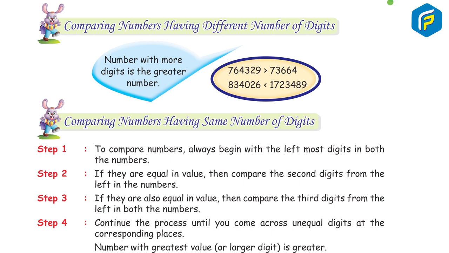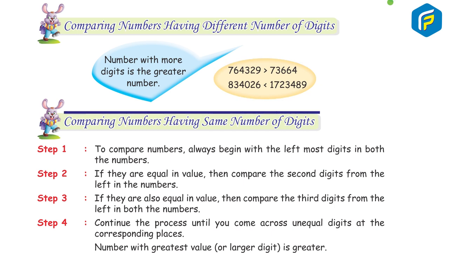83,4026 is smaller than 17,23,489. Comparing numbers having the same number of digits.